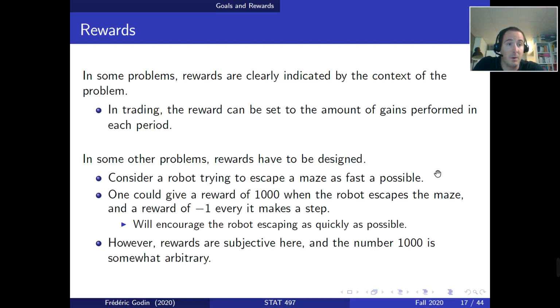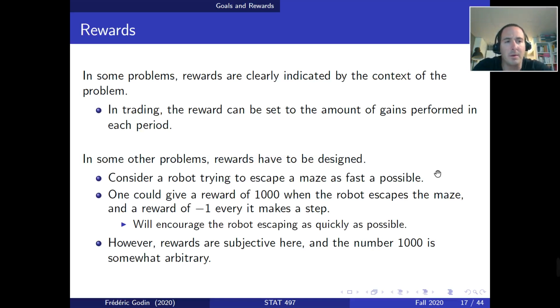So, rewards, what are they in practice? For some problems, rewards are clearly given by the problem. Okay, so for example, if you're trying to design a trading algorithm, well, your profits and losses at every day, for instance, or every time you make an action, will represent rewards. Okay, so a reward is in terms of dollars. This has a clear interpretation.